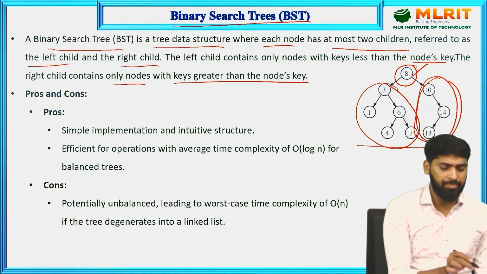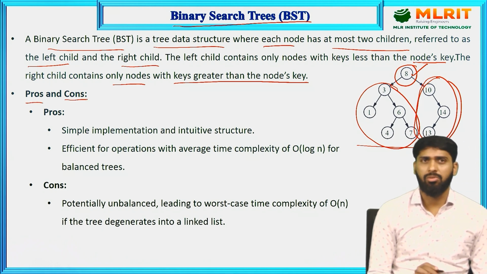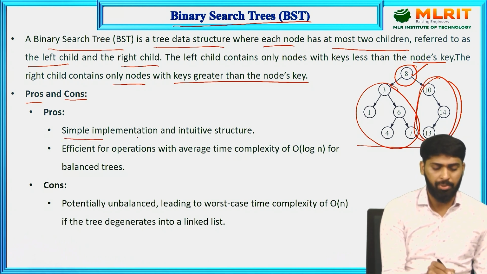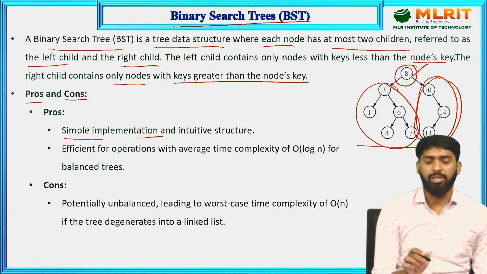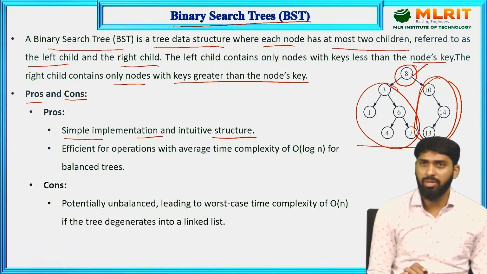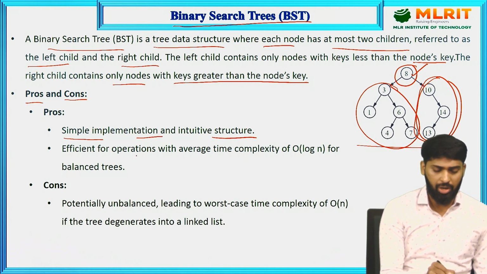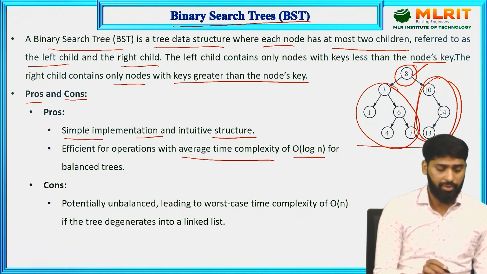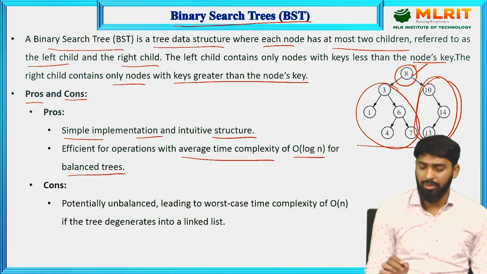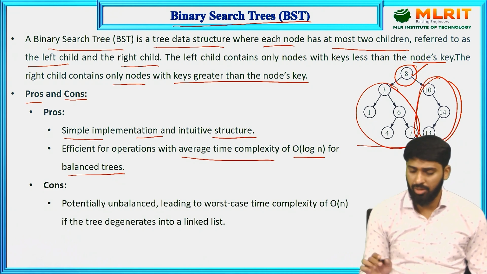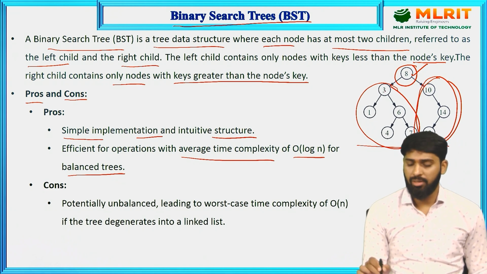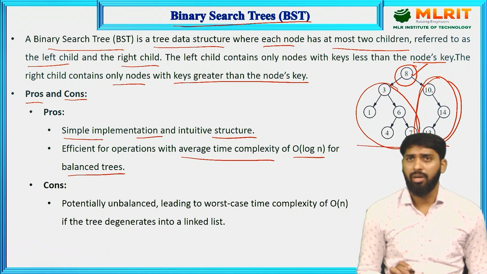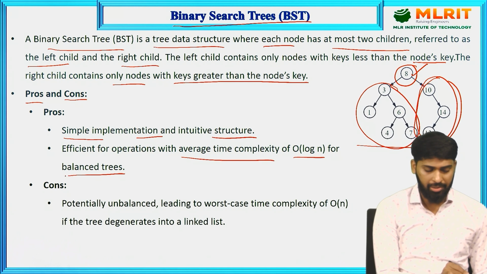So now coming to pros and cons. What are the pros? The pros are simple implementation and intuitive structure. It is easy to understand and easy to implement. Also, it is efficient for operations, with average time complexity of big O of log n for balanced trees. Now if you observe this diagram, 8 is the root, 3 is the left child of 8, and 10 is the right child of 8. So it is a balanced tree.